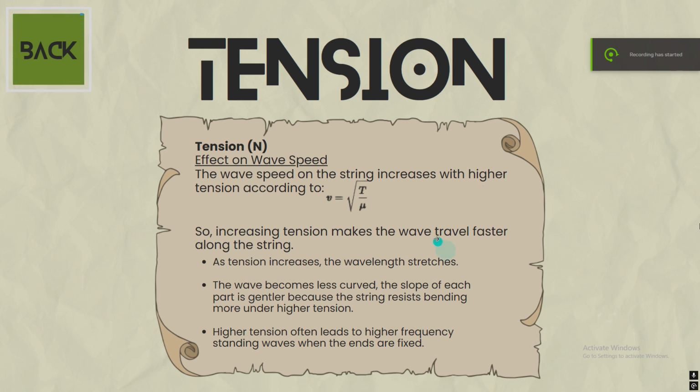As tension increases, the wavelength stretches. The wave also becomes less curved. The slope of each part is gentler because the string resists bending more under higher tension. Higher tension often leads to higher frequency standing waves when the ends are fixed.